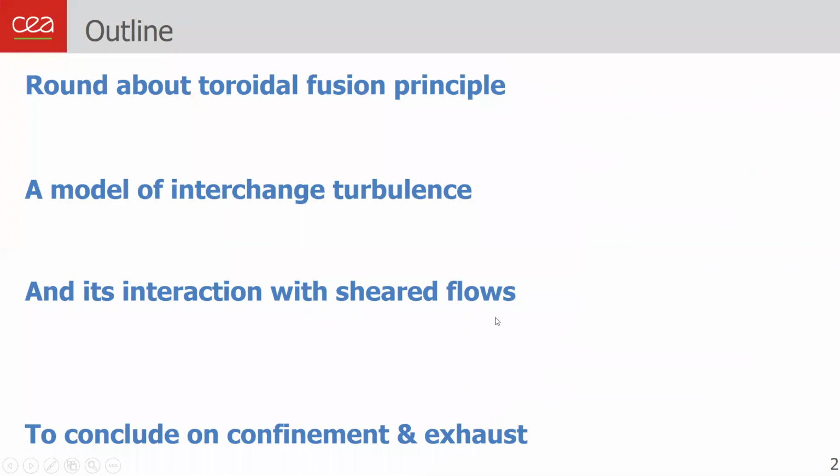So the outline is quite simple. I will make a brief roundabout of toroidal fusion principles to introduce the problem. Then I will speak about interchange turbulence. So I will describe a simple model, comparison with experiment, and discuss an important point in tokamaks, which is the interaction of turbulence with sheared flows. And I will finally conclude on confinement and exhaust.